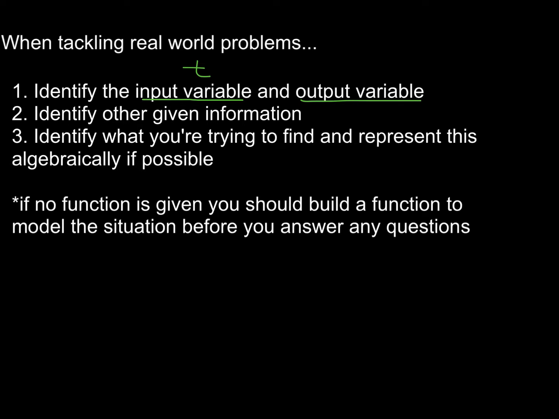And so when you identify the output variable, you want to give it a name that corresponds to what type of whatever it is. If it's an amount of something, I like to use A, but you don't have to. And so once you've identified those two variables, the independent and dependent variable, you want to go ahead and identify any other given information that is going to help you understand the situation. The rate at which it's growing, how many of something there are at the beginning, and so on and so forth. You then want to go ahead and identify what you're trying to find and represent this algebraically if possible.